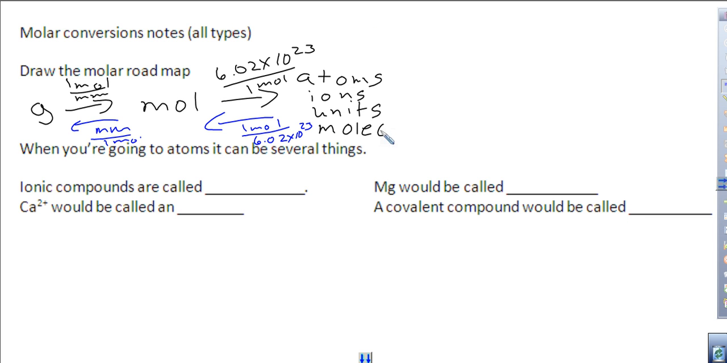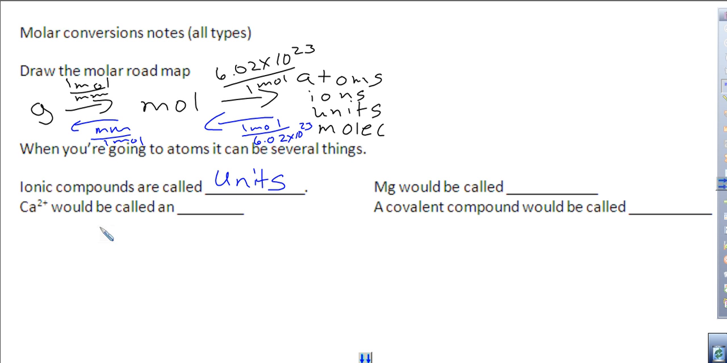The reason why there's 4 things over here is that it can be 6.02 times 10 to the 23rd of anything. Could be atoms, ions, units, or molecules. So we're going to try to figure out what each type of these things would be called. So ionic compounds are called what whenever they're over here? What do you think? Starts with a U. Units. Alright, so ionic compounds are called units.